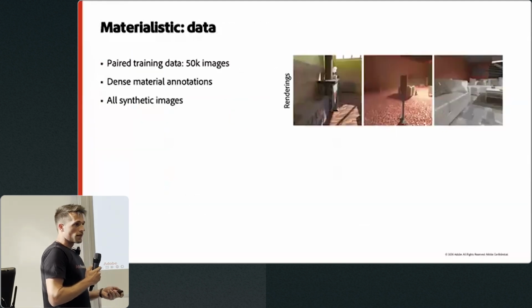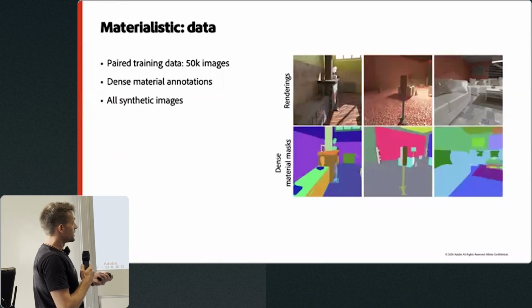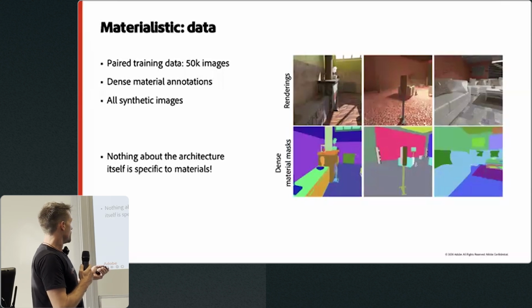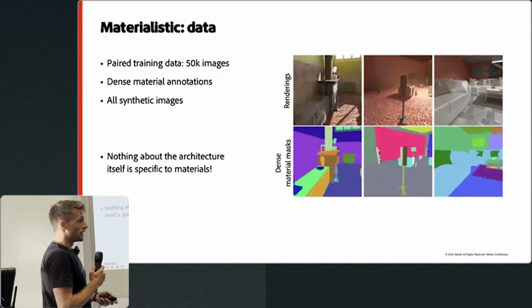So the way we trained this thing back then was we rendered out a bunch of synthetic data from Blender. I think we took like 50,000 scenes and rendered 50,000 images of them. They have dense material annotations, so each click has a dense mask associated with it. And the important thing is this is all synthetic rendering, but because we have the DINO backbone frozen, it generalizes nicely to actual natural images. And the maybe a bit ironic thing is nothing here is specific about materials to the architecture. It's purely in the training data.